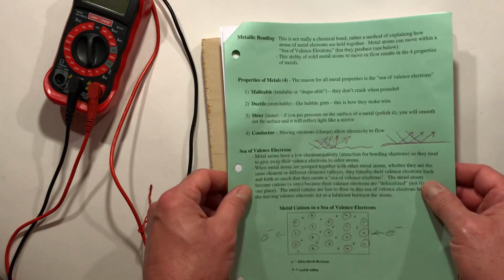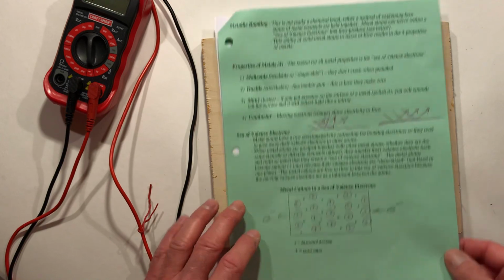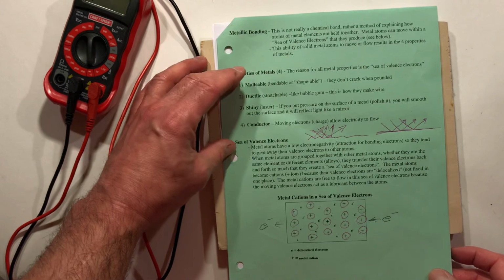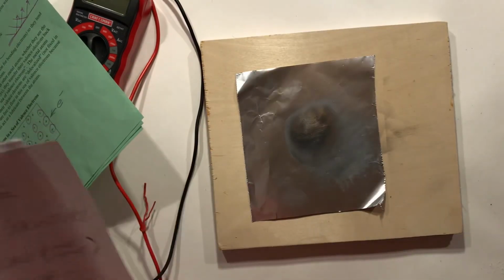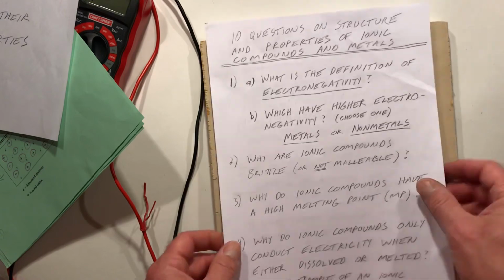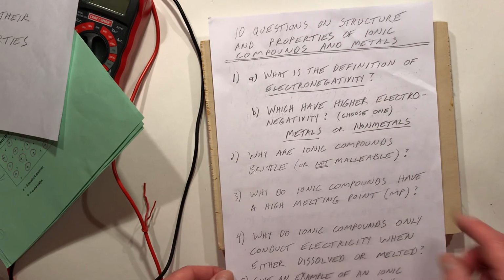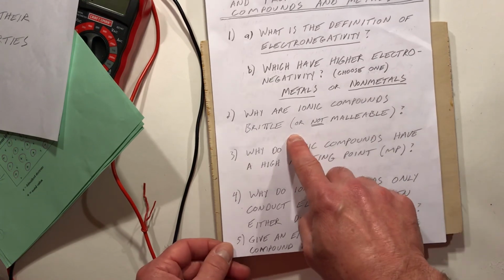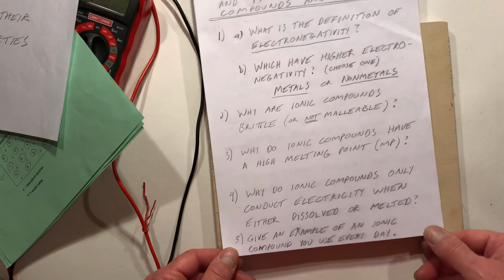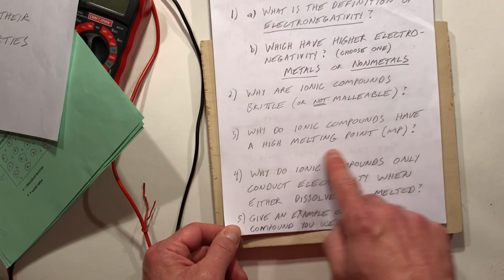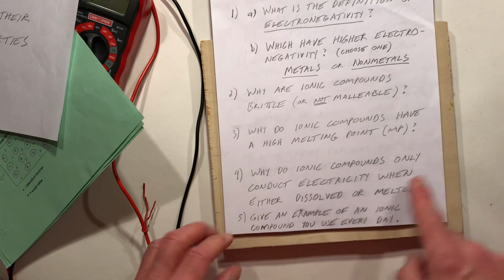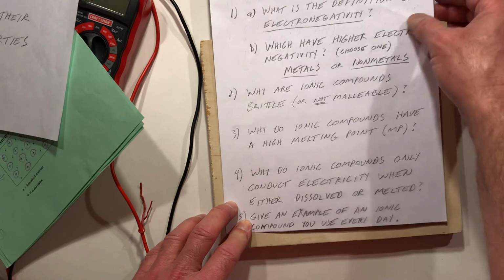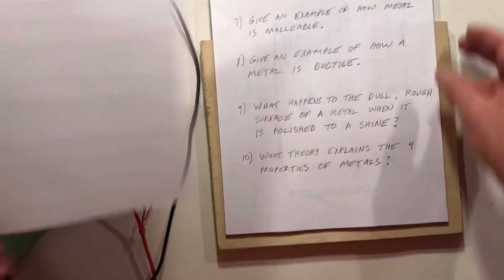So the properties of metals are all governed by the sea of valence electrons. And these are the 4 properties of metals that we've taken a look at. So once again, you should be able to say what the definition of electronegativity is, which have higher electronegativity, metals or nonmetals. Why are ionic compounds brittle? In other words, why don't they bend? Why are they not malleable? Why do ionic compounds have a high melting point? Why do ionic compounds only conduct electricity when they're either dissolved or melted?